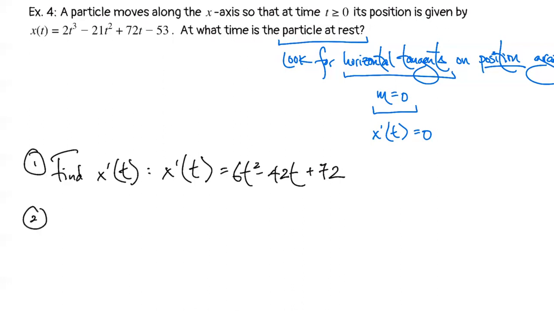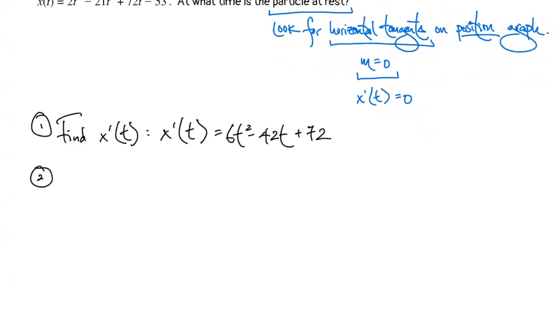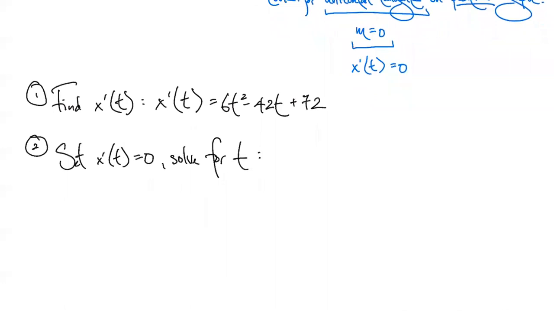All right, so after we find our x prime of t, what would we do next? We're going to set it equal to 0 and we're going to solve for t. Exactly. So we're going to set x prime of t equal to 0 and solve for t. All right. So let's take that derivative and we're going to say 6t squared minus 42t plus 72 equals 0.